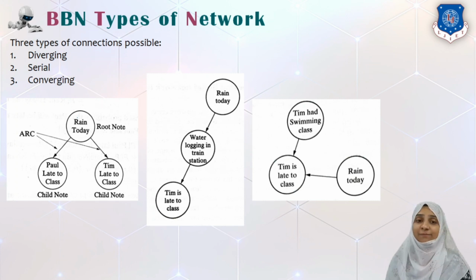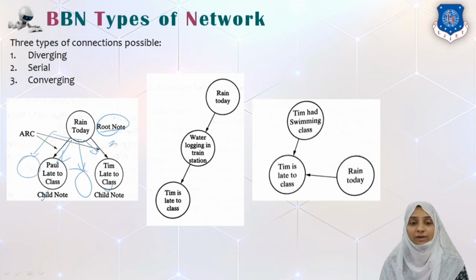Now, what are the different types of Bayesian belief network that exist? There are basically three different types of network: diverging, serial, and converging. The example we have already looked into is the first one, in which we have only one root node and its dependency is diverged or distributed among two or more child nodes. It might get diverged into more than two child nodes, or into just two. These kinds of networks are called diverging networks.